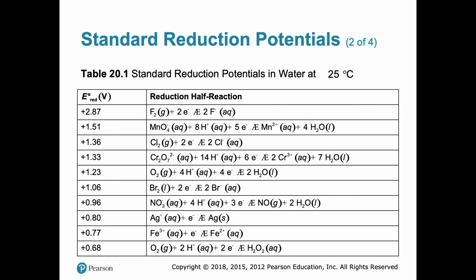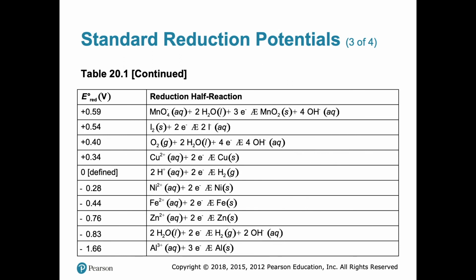You can see electrons being added to them, and then becoming, for example, silver 1 here gets an electron added and becomes solid silver. And that's a reduction potential of 0.8. So you don't have to memorize these numbers, but I do want you to notice a trend in the numbers, and we'll talk about that in a second.